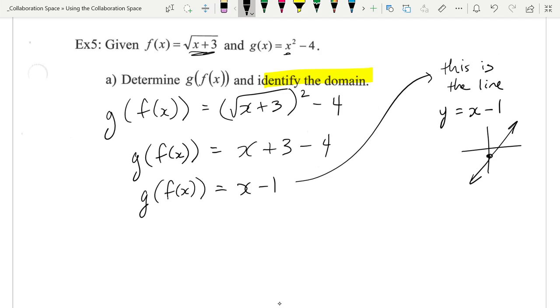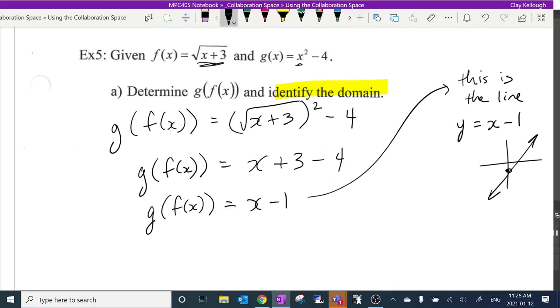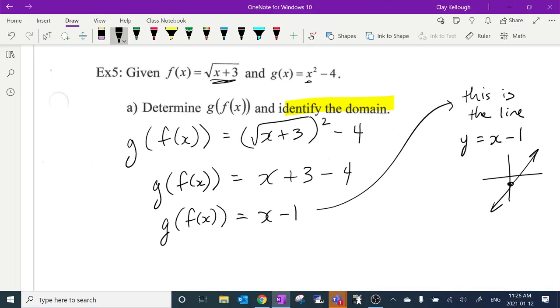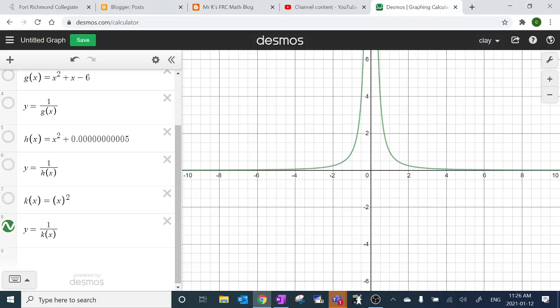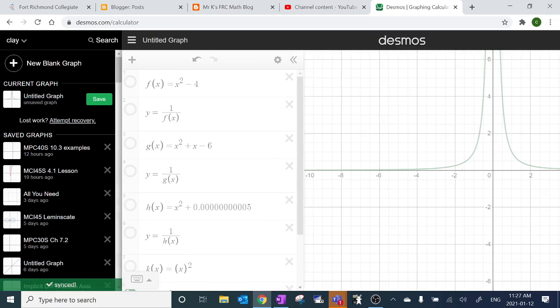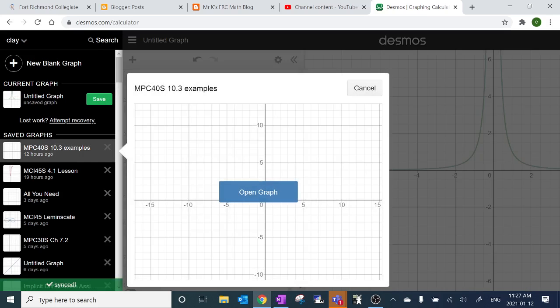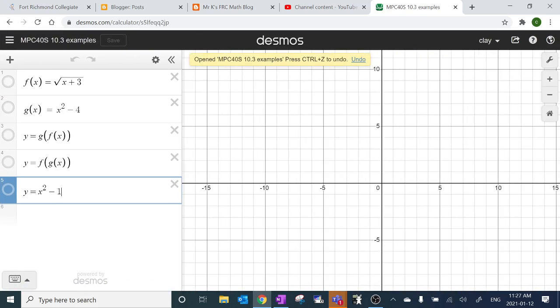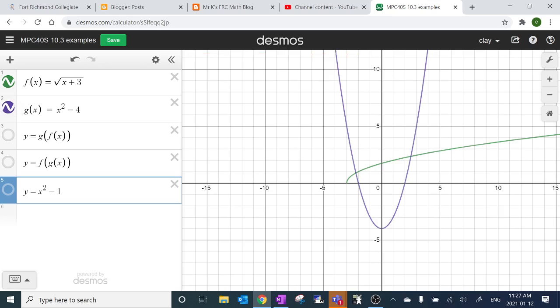Let's go to Desmos. Take a look. I think I saved this, didn't I? There it is, 10.3 examples. I did. I saved it. So there's the first graph, right? The first graph was square root of x plus 3. Second graph was x squared minus 4.